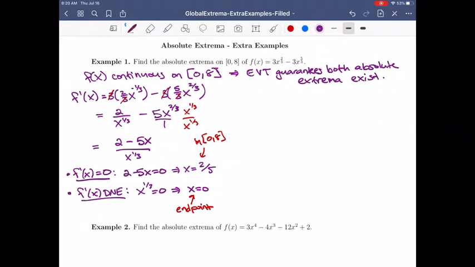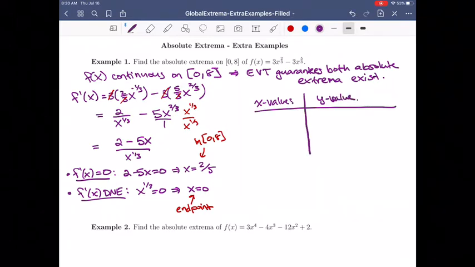So now all I need to do is compare the y values. I have the x values, and then I want to compute their y values. I'm going to do the endpoints first. So that's x equals 0. Here y is going to be f of 0, which when I plug in 0, I'm just going to get 0. This one is an endpoint, and in fact a critical number.